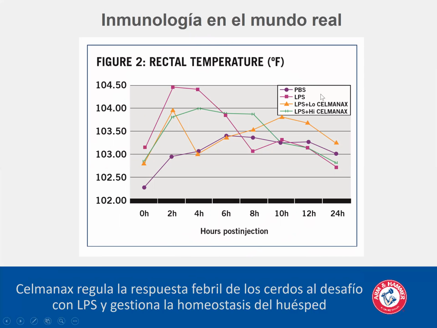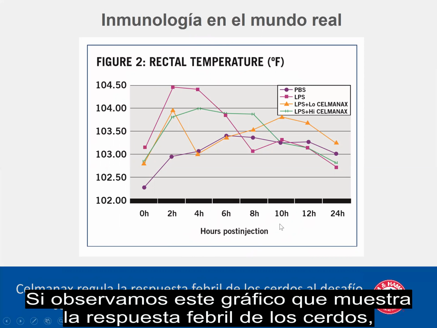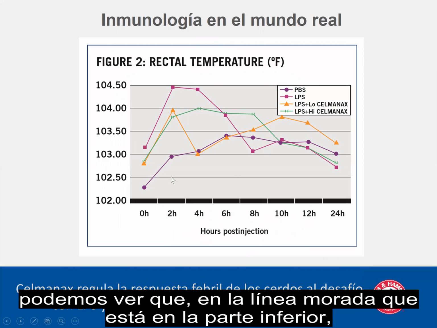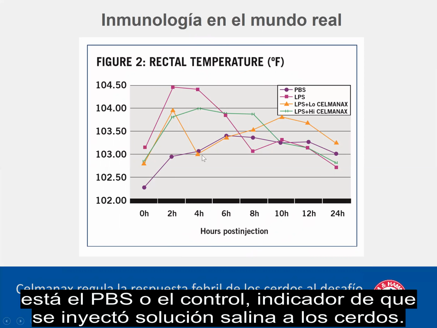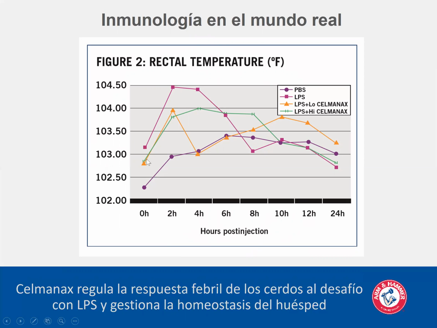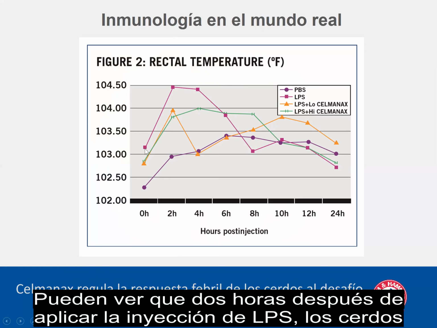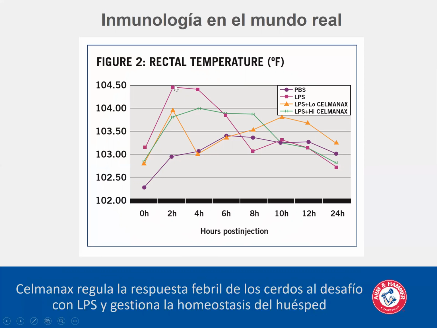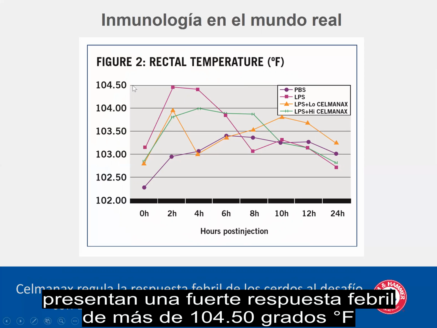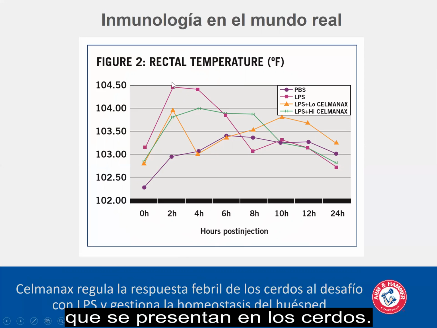response to LPS. And if you look at this chart showing rectal temperatures or fever responses in these pigs, what you're seeing is this line in the purple here at the bottom is the PBS or the control. So the pigs were injected with the control saline solution. The pink line up here at the top shows the LPS response. So you can see when the pigs are injected with the LPS, 2 hours after that injection, they have a very robust fever response of 104.5 degrees Fahrenheit, which is a fever response for pigs.